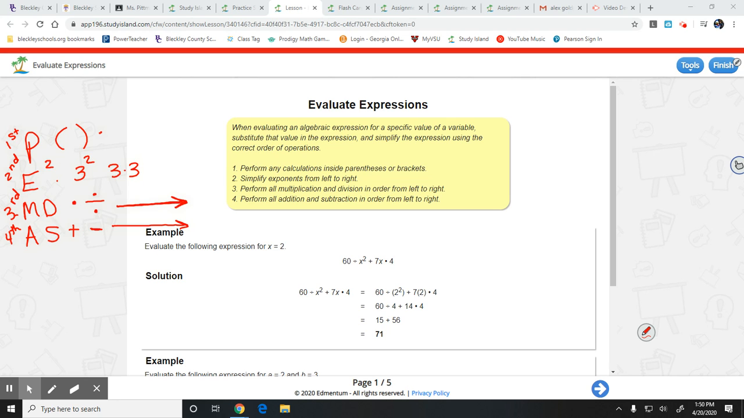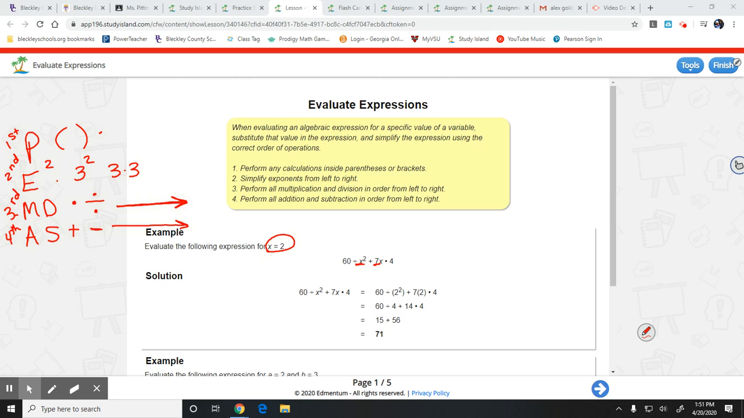All right, so we have an example here. It says, evaluate the following expression for x equals 2. So here we're going to do some substitution. Substitution is when we have a variable and we know how much the variable is worth, and so we plug that worth into the variable. Since x equals 2, wherever we see x, instead of leaving it as x, we're going to plug in 2. So that's what they did here. There was an x squared, so they put 2 squared. There's 7 times x, so they did 7 times 2. So here's our new expression.